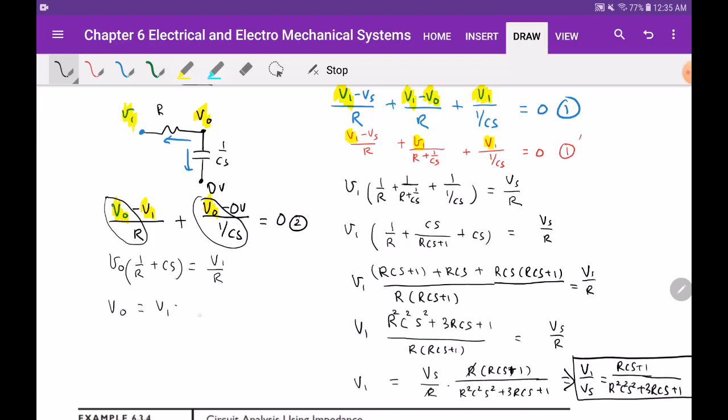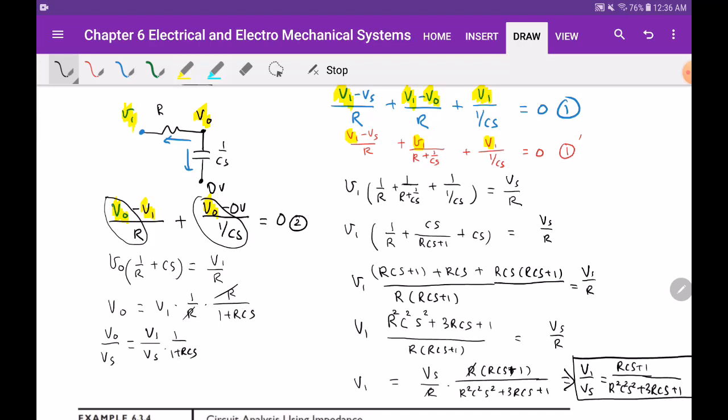V1 times 1 over R times, if you combine those two together, the common denominator is R, you have R over 1 plus RCS, and R cancels. So what does it tell you? V out is equal to V1, which we already found, divided by 1 plus RCS. So V out divided by Vs is equal to V1 divided by Vs times 1 over 1 plus RCS, isn't it?